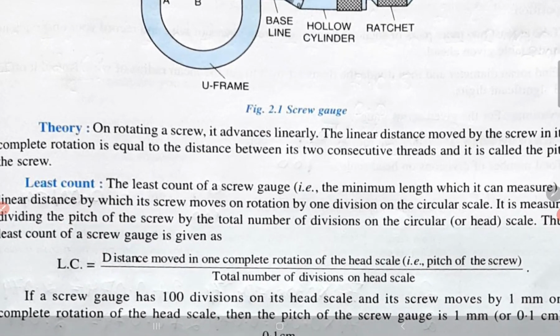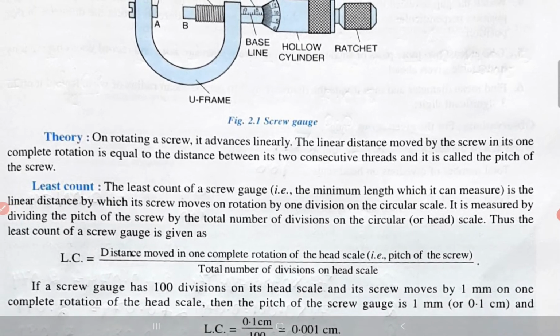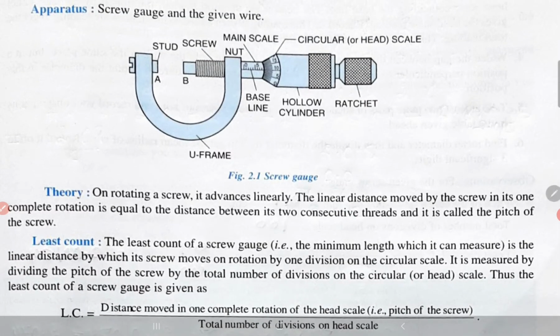So, let us go to the theory part of this experiment. The theory is that on rotating a screw it advances linearly. Whenever you are rotating a screw it will advance linearly, either going back or going forward. The linear distance moved by the screw in one complete rotation, here they are talking about this particular cylinder, is equal to the distance between two consecutive threads of the screw, and that is called the pitch of the screw.